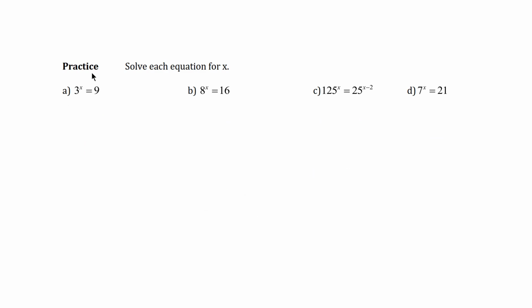Next, we have a practice problem. Solve each equation for x. For part A, we have 3 to the x power equals 9. For part B, we have 8 to the x power equals 16. For part C, we have 125 to the x power equals 25 to the x minus 2 power. For part D, we have 7 to the x power equals 21. Alright, so go ahead and pause the video, solve each equation for x, and then check back with the video to see the solutions.